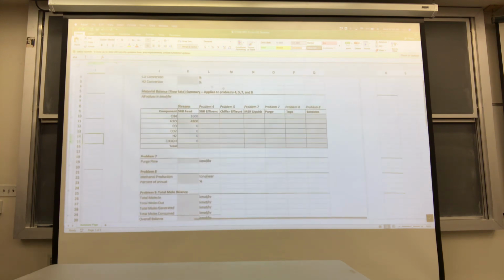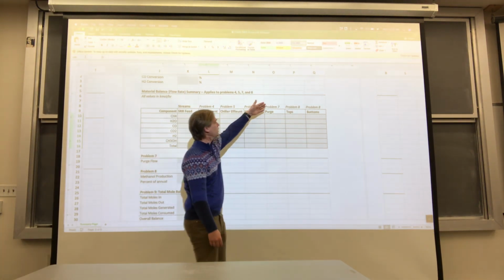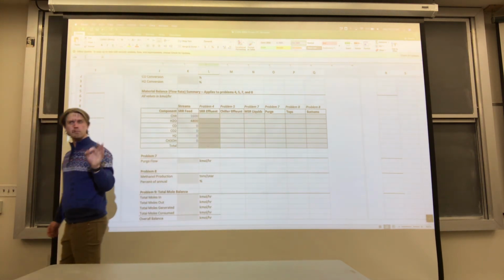So this table right here, this is the summary table. So when I say put the flow rates in the summary table, that's what I mean. So the steam reforming reaction effluent for problem 4A goes right there. And then you'll have, after the chiller, after the methanol synthesis reaction, the purge composition, and then there's your top and bottom streams of the actual final products.